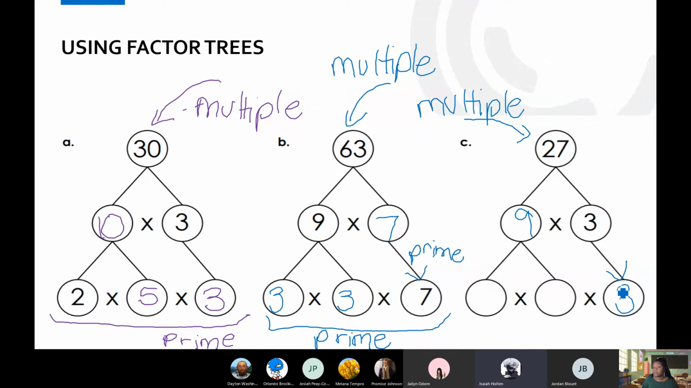9. Isaiah, why am I bringing this 3 down here? Because it's your prime number. It's a prime number. Is 9 prime, Isaiah? Yeah, I think so, yes. So the only factors for 9 are 1 and 9? Yes.